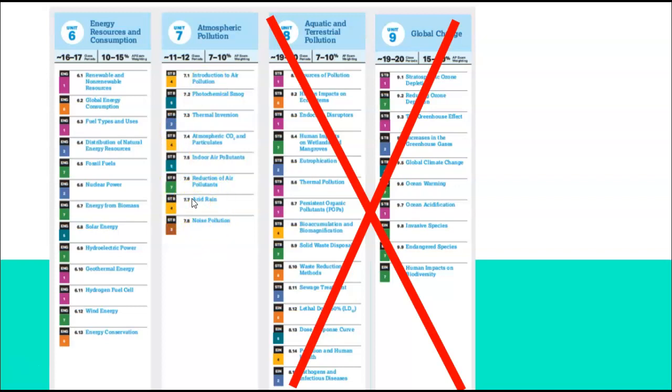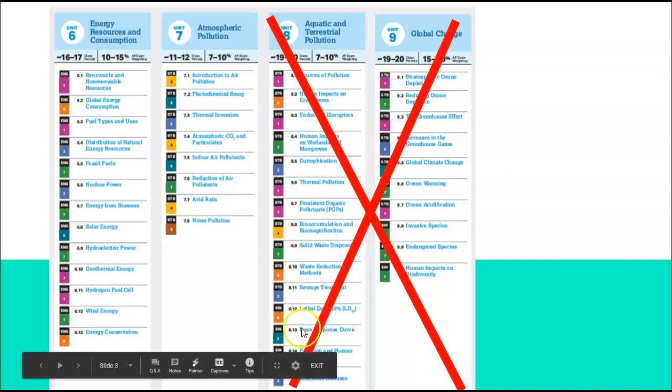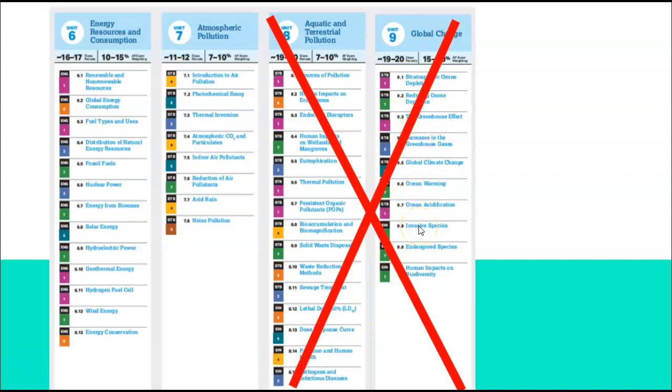What will not be on there is aquatic and terrestrial pollution, so eutrophication, Chapter 17, all the health, solid waste disposal, sewage treatment, LD50 and the dose response curve, and global warming, endangered species, invasive species. Okay.